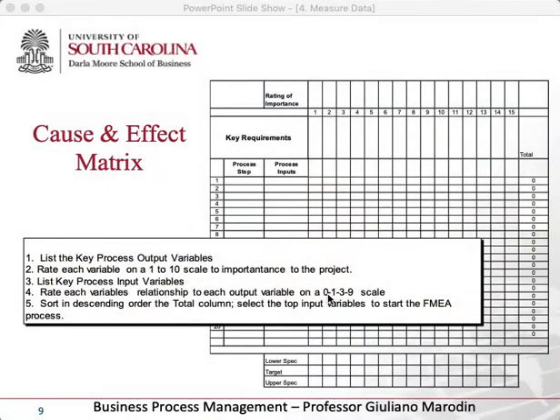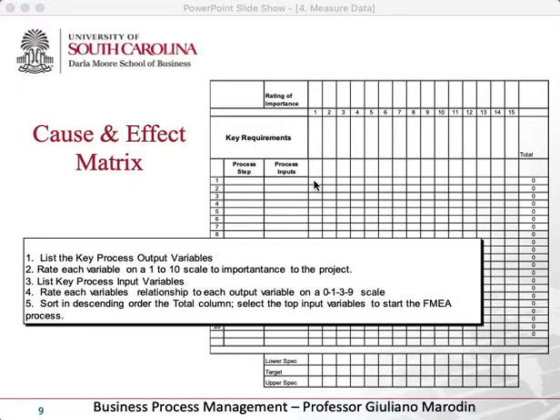Usually we're going to use a scale of 0, 1, 3, and 9 for this interaction. And then what you do is you multiply that input score by each one of those weighted values for the key requirements, the Y variables, and add them up, and then you have a sum product, a total at the end. Okay? So let's say that for workers' training, the weights were 10 and 6, and then you put a 1 and a 9, right? So you have 1 times 10 plus 9 times 6.